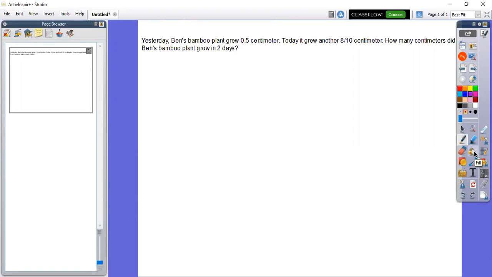All right. So if I was thinking about the first step, my first step is I'm going to draw a tape diagram or a diagram just to show a visual of this problem. All right. So the whole diagram is our total, which we are trying to figure out. So I'm just going to put a B for Ben's bamboo plant. This is Ben's plant.